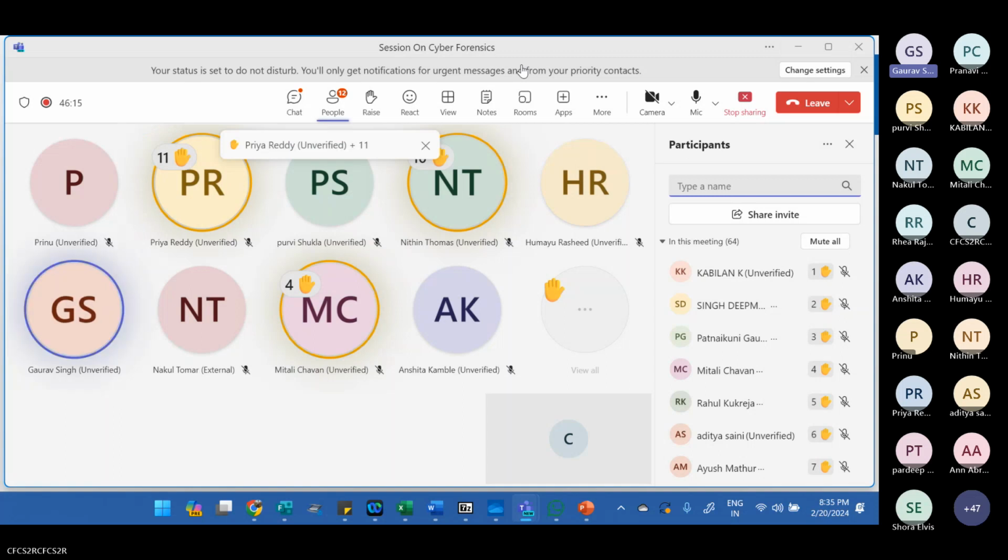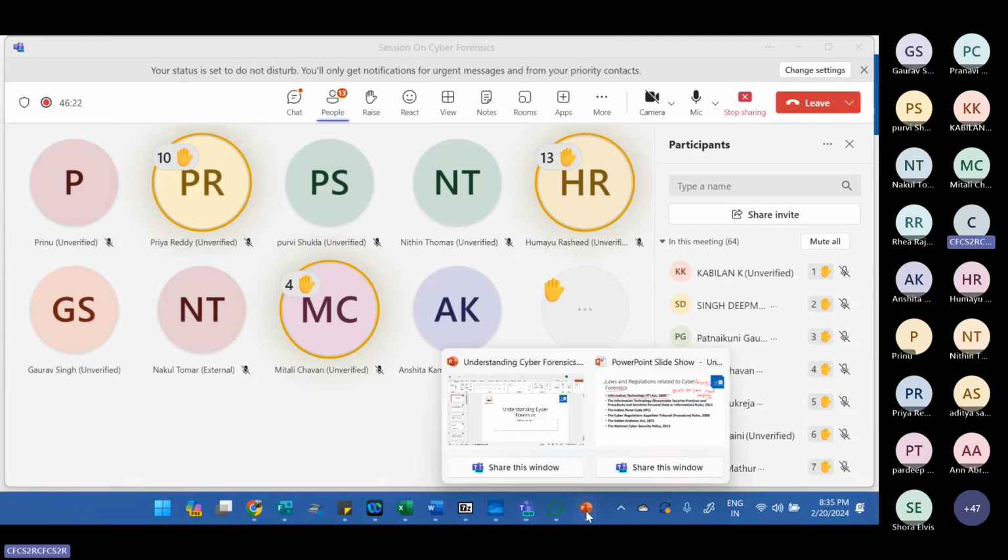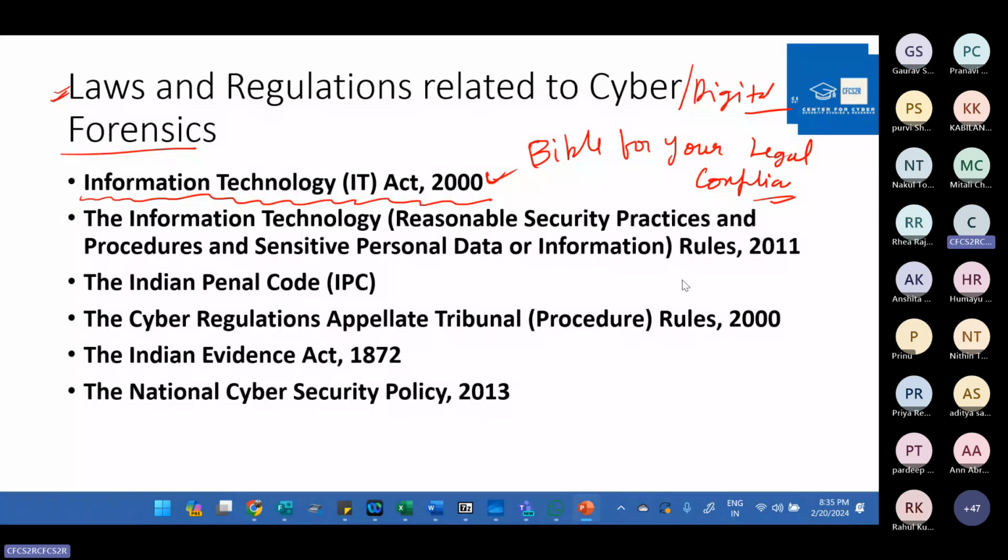Sir, what is the difference between the IT Act and the Indian Penal Code? Good question, Gaurav. So there is a question from Gaurav: what is the difference between the IT Act and the Indian Penal Code? I will add one more thing, that is CRPC. Gaurav, have you heard about it? CRPC.